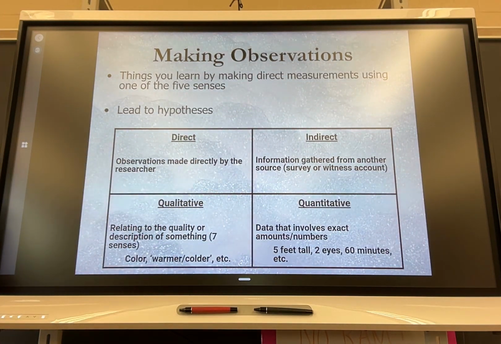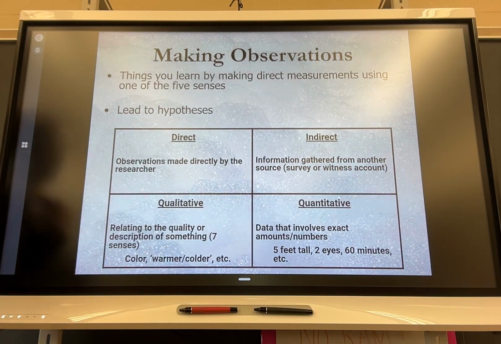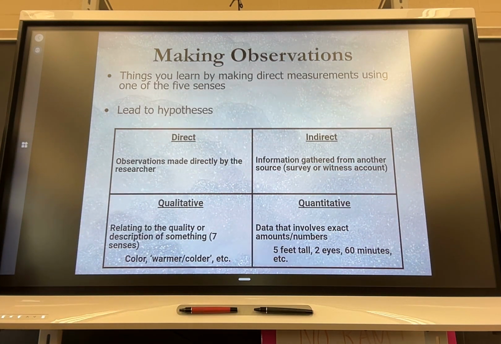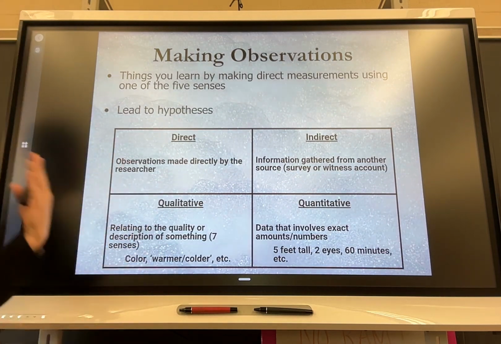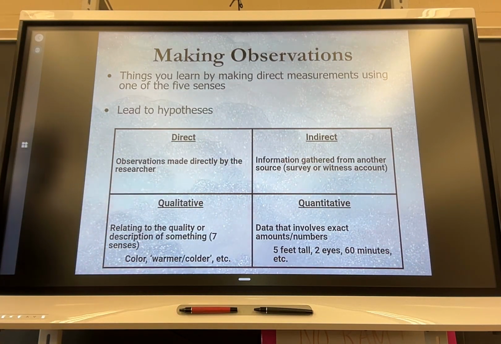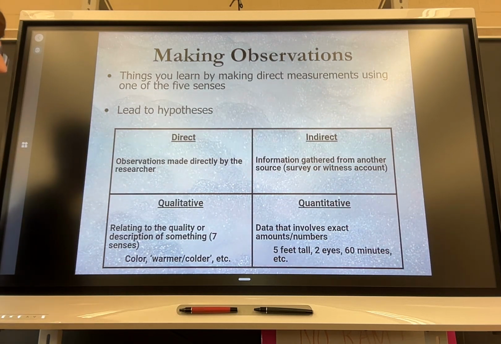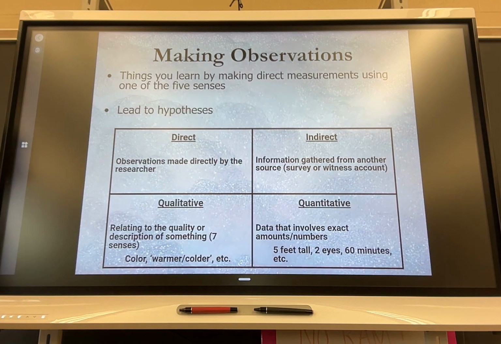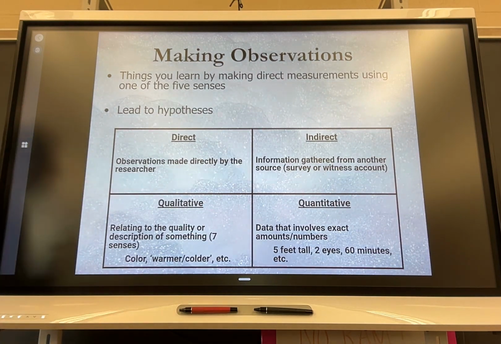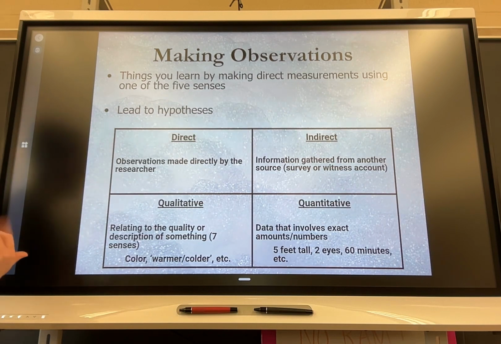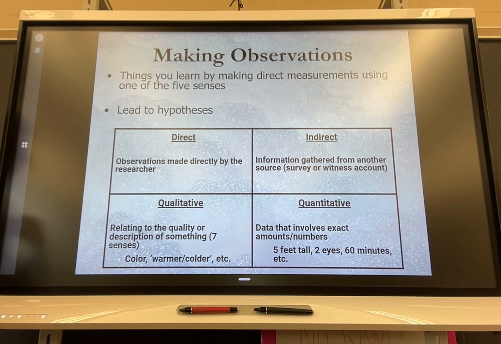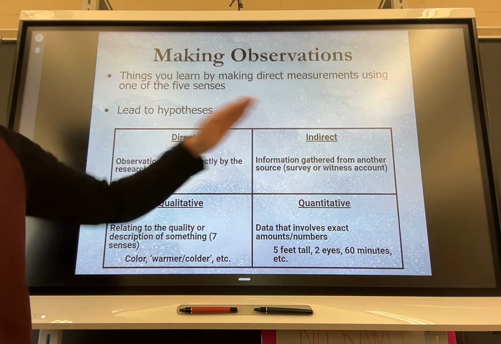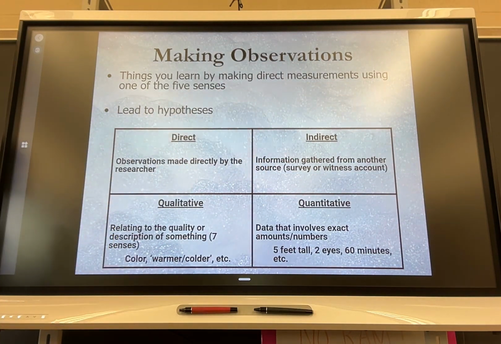So direct observation is one that is made directly by the researcher. You are physically watching this bird do a behavior, or you are physically watching some event take place. Indirect, on the other hand, is going to be gathered from another source. So this is going to include surveys, this could include witness accounts. If you hear about someone hurting their ankle at a football game, that would be an indirect observation. You are not there to watch the injury, but you can hear about it from someone else. Recordings and audio files are also indirect observations because you are not there measuring. You have something in place of you measuring, and you are taking the results from it.